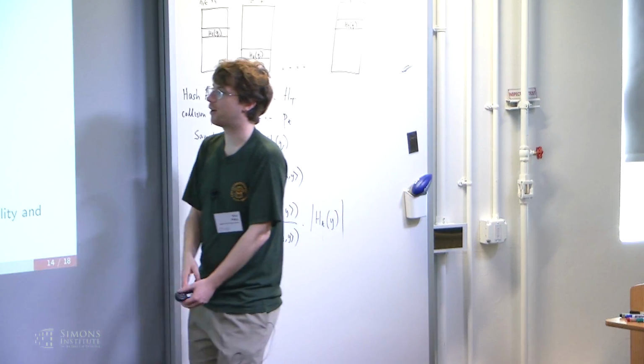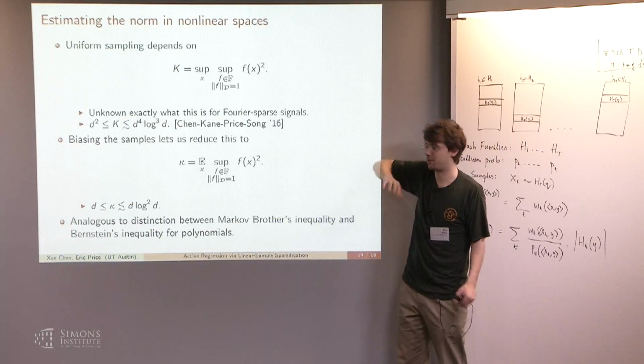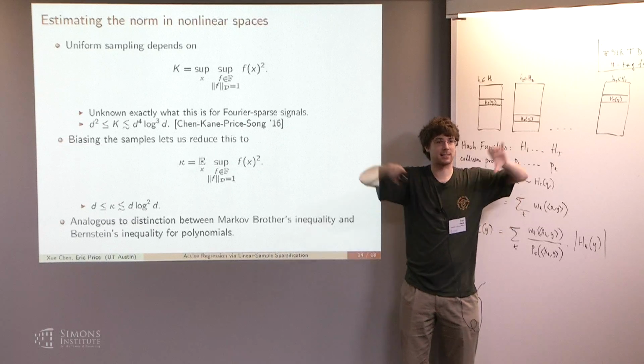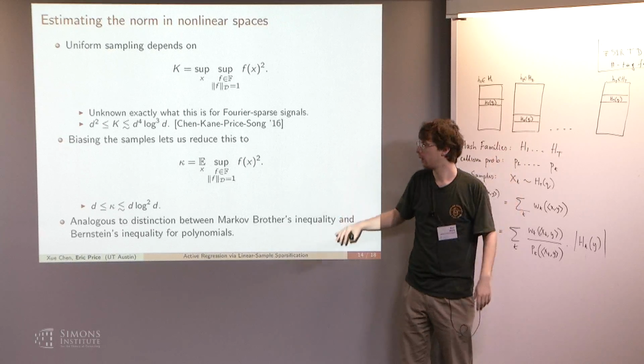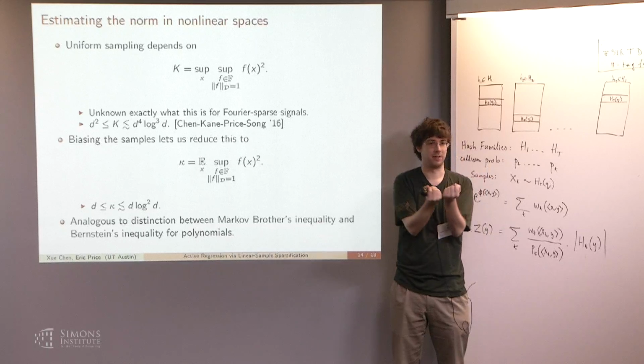And so this, if you're familiar with it, is analogous to the distinction between the Markov brothers. So for polynomials, there's the Markov brothers inequality, which bounds the maximum value a polynomial can take in terms of its average by d squared. And there's the Bernstein inequality, which bounds the expected value.